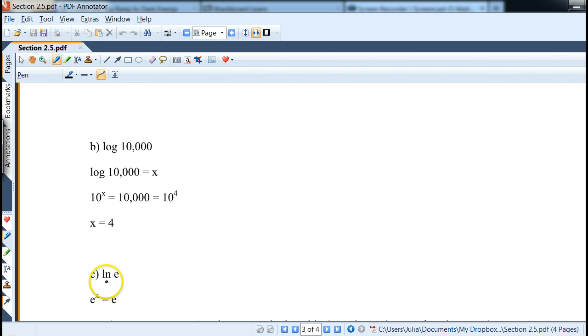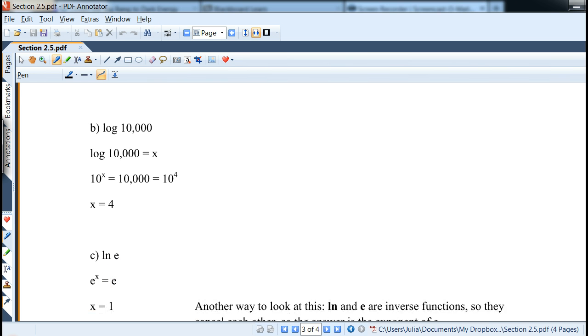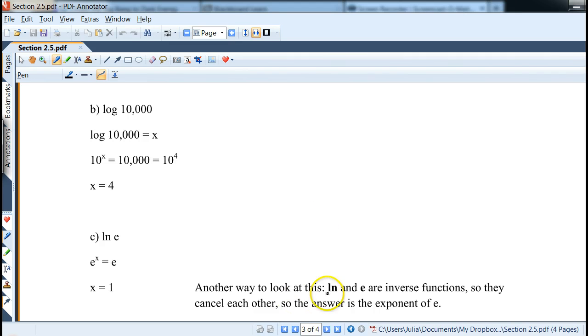What is ln of e? If you recall, ln is a log of base e. So it's really e to which power is equal to e. See how I have it as x? We don't know what it is yet. Well, it's sort of obvious. If it's just e, then it's 1, right? So x equals 1.